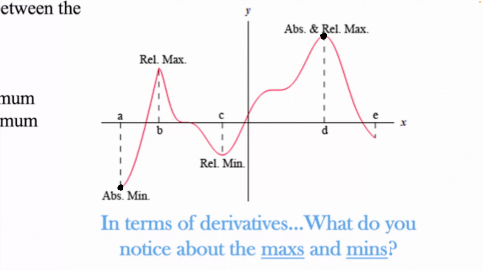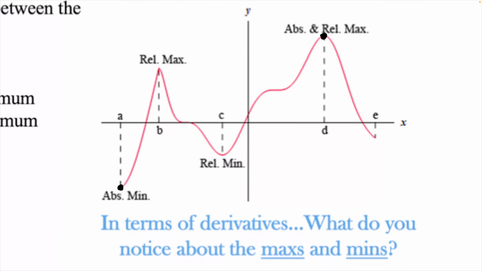Okay, so before we go on though, in terms of derivatives, what is a derivative? What are the words that go with derivative, the phrase that goes with derivative? Slope of the tangent line, right? Those are the three buzzwords: slope, tangent, line. So in terms of slopes of tangent lines, what do you notice about the maximum and minimums?